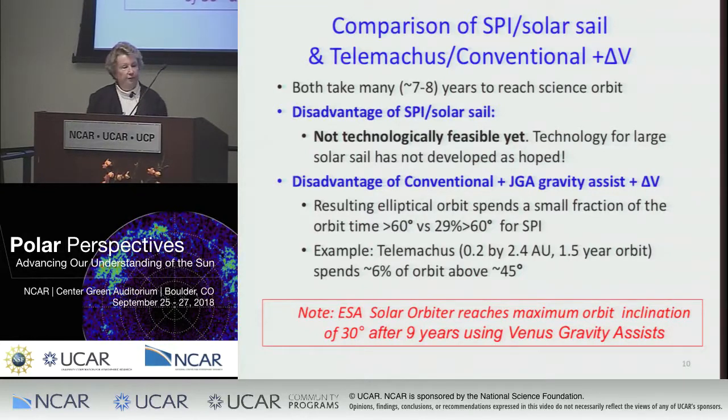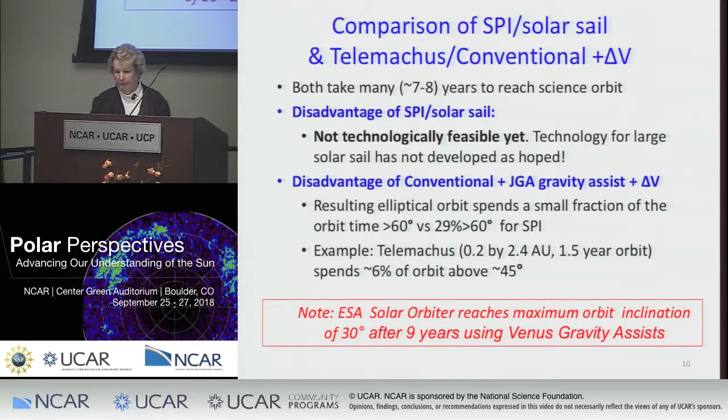But the disadvantage of the other orbits is that the resulting elliptical orbit tends to not spend a lot of time above 60 degrees, as opposed to 29% for SPI. So Telemachus, for example, only had 6% of the orbit above even 45 degrees. Solar Orbiter, we said, will only go to 30 degrees, and that's taking 9 years using Venus gravity assist.